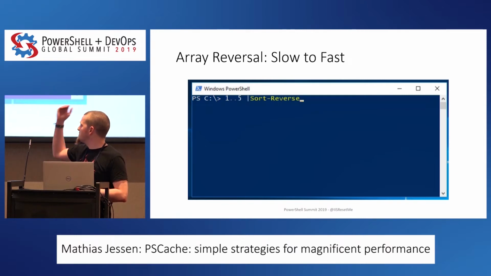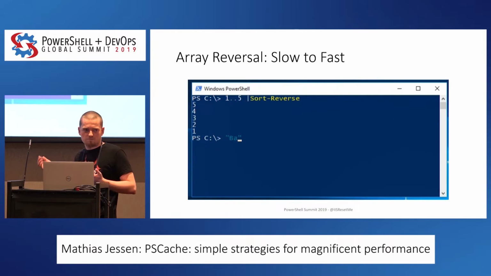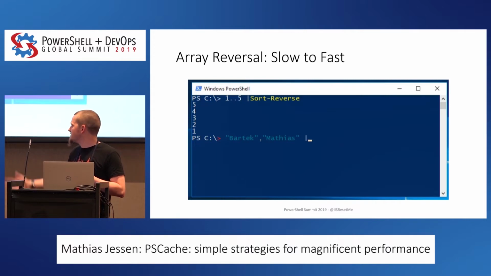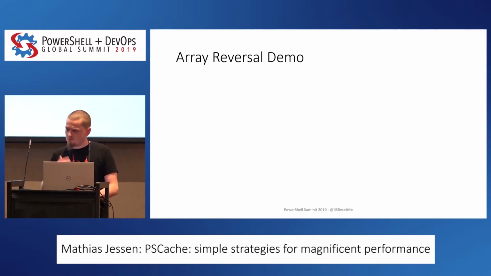So basically, we pipe some input to sort reverse, and it all gets out in the reverse order. Fairly simple, right? Bartek, my friend, came up with an initial implementation of this, so his name's in there. But again, you'll see that our names will be sorted in reverse. Right. So let's have a look at that.